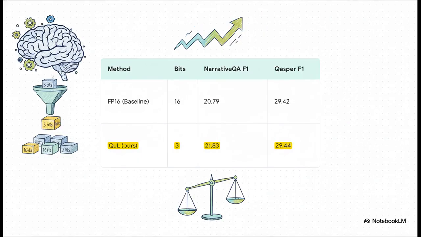And the data? Well, it proves it. The original uncompressed model uses 16 bits. The QJL method gets that down to just 3. Now, you would expect performance to just fall off a cliff, right? But look at this. On these really tough question answering tests, the compressed model doesn't just match the original, it actually performs slightly better. That's the holy grail, right? More efficiency and better performance.